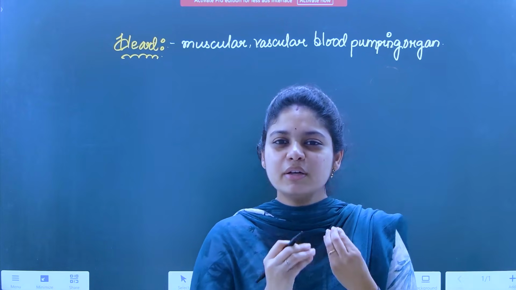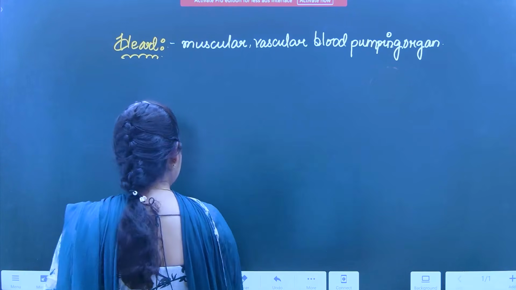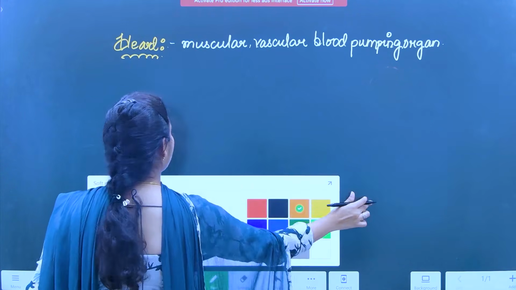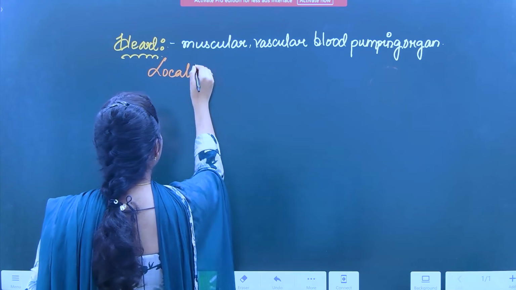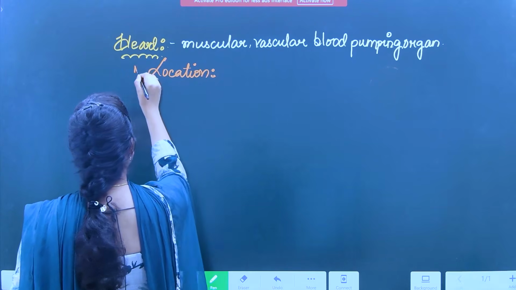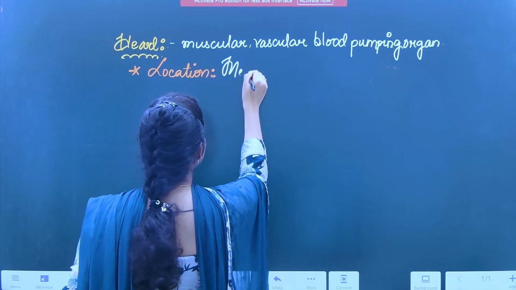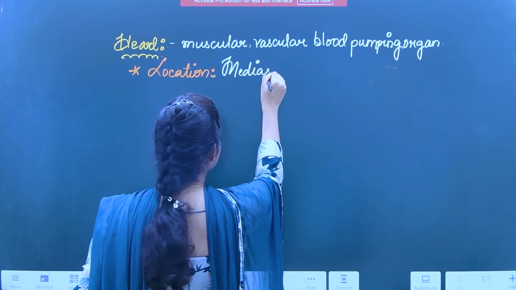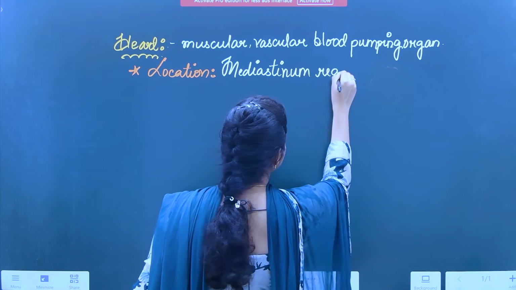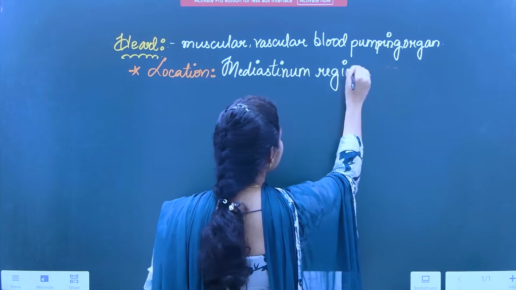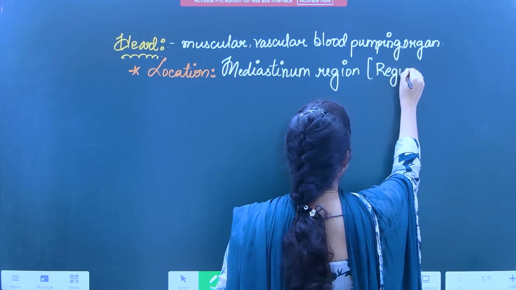Okay, now we will learn a little more detail about it. First, what is its location? The location of the heart is that it is present in the mediastinum region. What is the mediastinum region? The region between the two lungs.